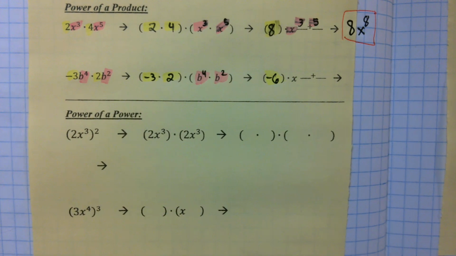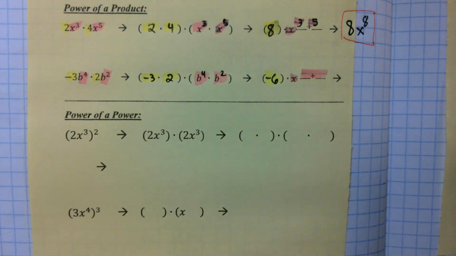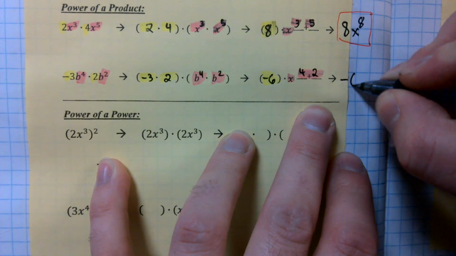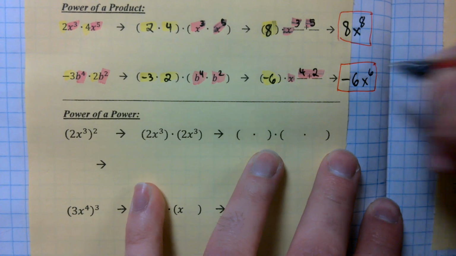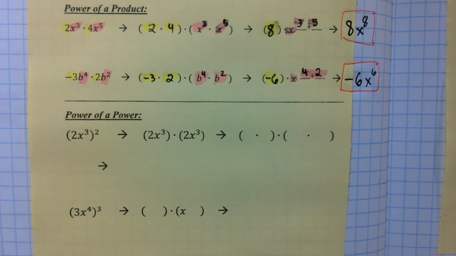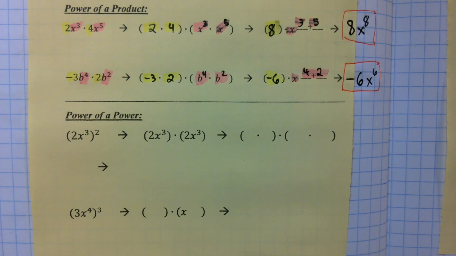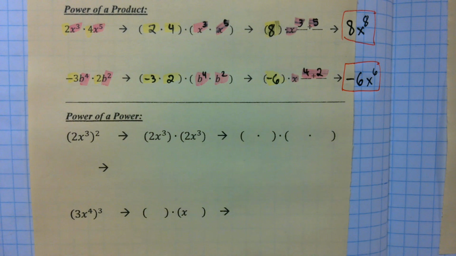Negative 6 times b to the power of, I know that I'm going to add my exponents because I'm multiplying the bases. So I got 4 plus 2. What's my new power going to be? 6. So I get negative 6b to the 6th. Wait, you don't have to do the 1 over? Good question. When do I know I need to put it over 1 and flip it? When the exponent is negative. Do I have a negative exponent here? No, so I don't need to do that.